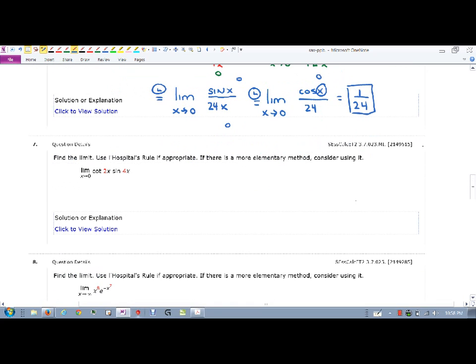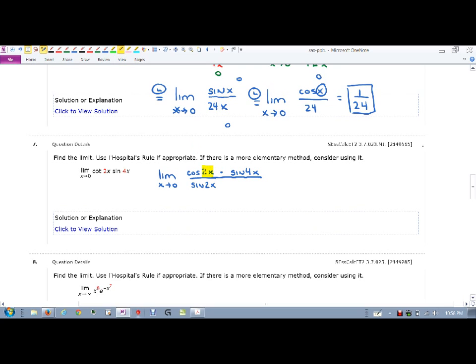Okay, let's check this one out. We have the limit as x goes to 0 of cotangent 2x times sine 4x. Let me just first rewrite this. Cotangent of 2x is the reciprocal of tangent. Tangent is sine over cosine, so this is cosine 2x over sine 2x times sine 4x. Or, better yet, why don't we just put it all like this?